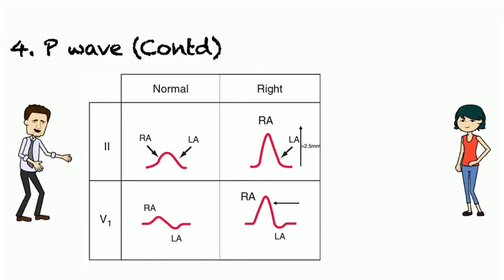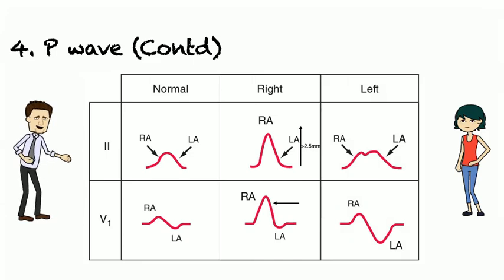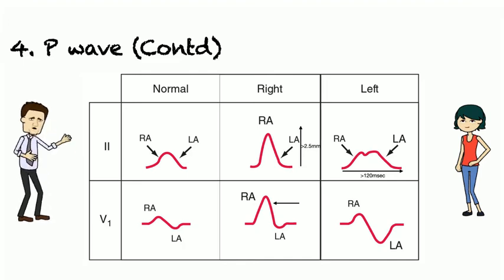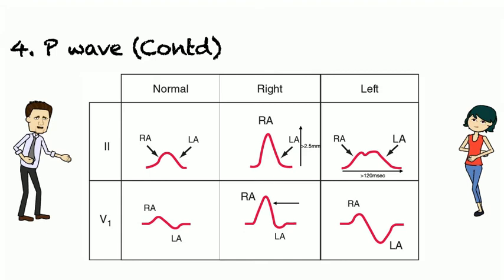In left atrial enlargement, there is a broad or biphasic P wave in lead 2, as the latter half of depolarization is prominent. It is defined by duration of P wave greater than 120 milliseconds or 3 small boxes. Also, in left atrial enlargement, there is a prominent negative or monophasic negative P wave in V1.